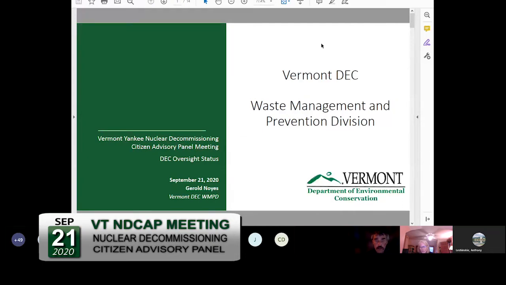The Waste Management and Prevention Division, we're state oversight for non-nuclear contamination on the site. This is a large industrial site. There are multiple fuel oil tanks that were on site. There were transformers which contain transformer oil, and a number of these things were identified in the initial site investigations and also the environmental site assessment as AOCs, areas of concern. And our role is to oversee the remediation of those items.